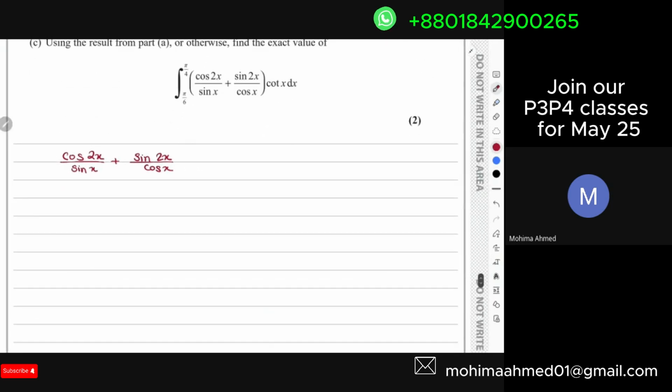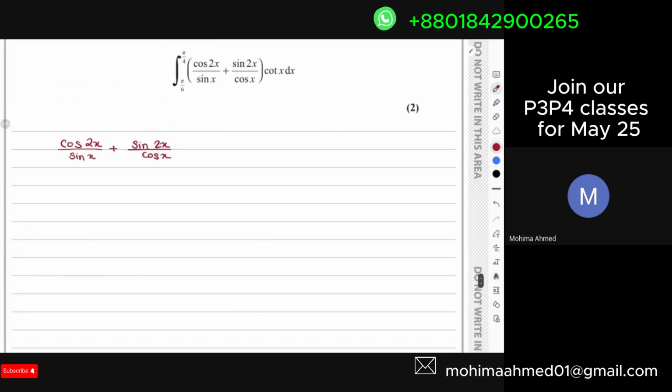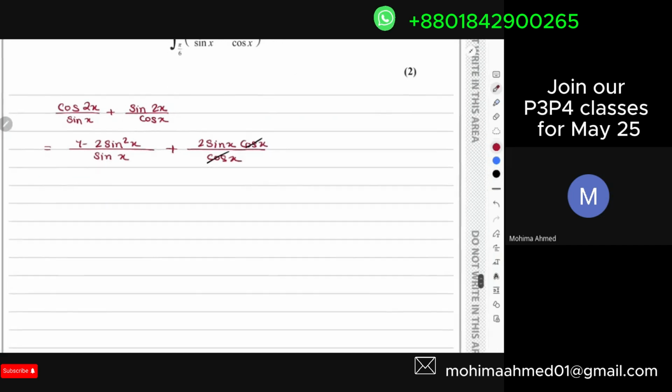First, I can break down your cos 2x as 1 minus 2 sine square x. So 1 minus 2 sine square x divided by sine x, and this will be added with sin 2x. Sin 2x can be written as 2 sine x cos x, divided by cos x. From this part, cos x cancels out, and you are left with 1 minus 2 sine square x by sine x plus 2 sine x.